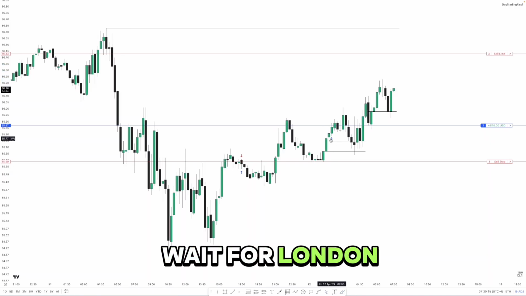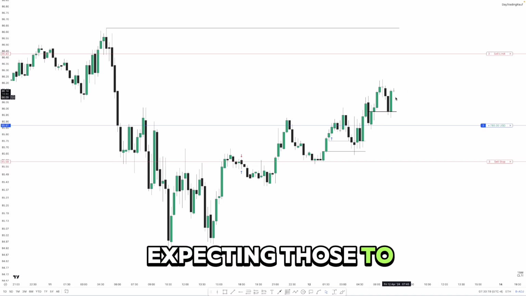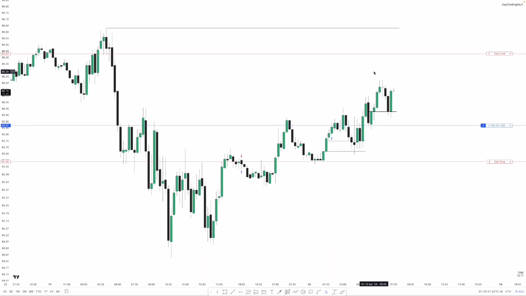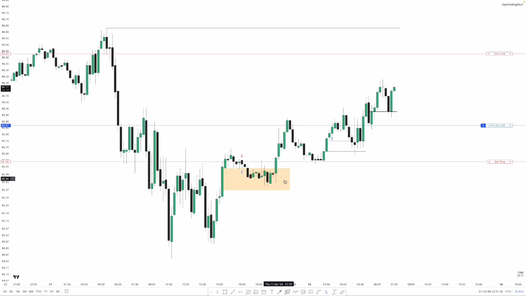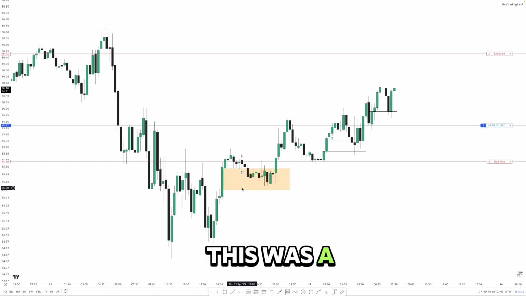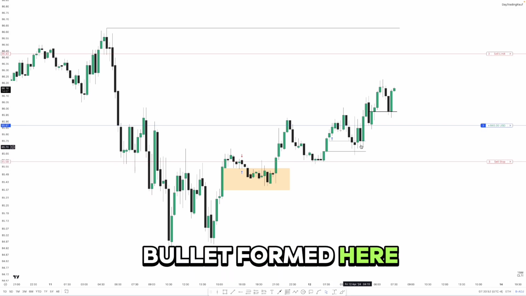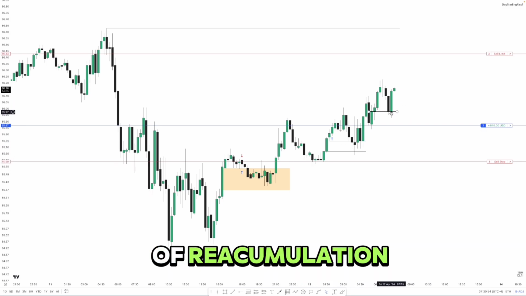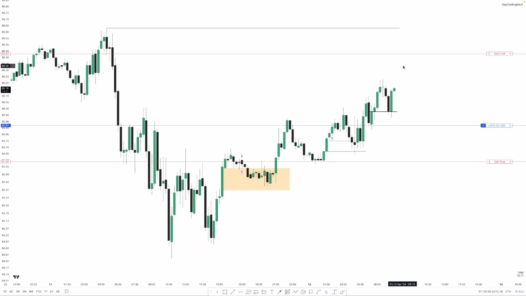And then I waited for London session. This is where I bought long, and now I'm in the trade, and I am expecting us to trade into the buy side as we get into New York session. So over here, this was the low risk buy. Then we had the first distribution, and the silver bullet formed here, and now we have another area of reaccumulation for us to start trading higher into the buy side liquidity.